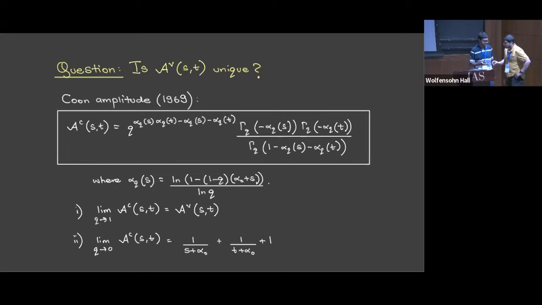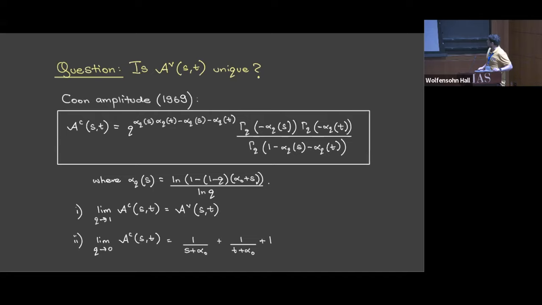Then a natural question to ask is, is this amplitude proposed by Veneziano in 1968 actually unique? This question was asked by Coon, and the answer turns out to be no. One can consider, as Nick just mentioned, a Q deformation of the gamma function that shows up in the Veneziano amplitude. And as it turns out, this very well satisfies the bootstrap constraints as well.